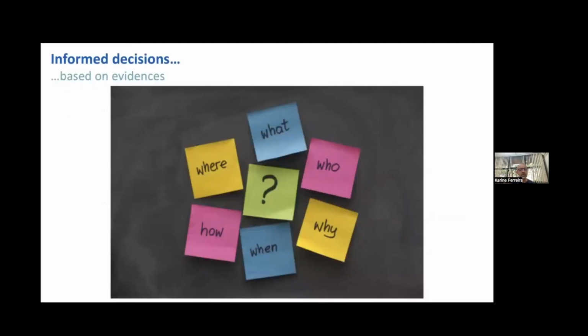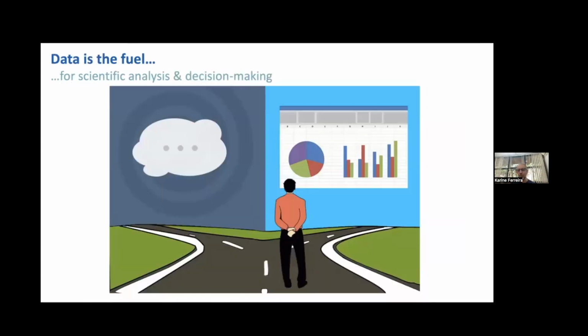And obviously, the key for that is to build informed decisions based on evidence, so that the decision makers are able to answer these basic questions: who, what, where, how, when, and why. And as you all know, data is really the fuel for our own work, so scientific analysis, but also for decision making. And that's an important point to keep in mind, I guess.